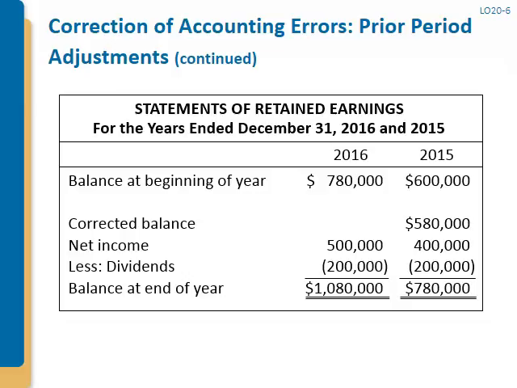At least 2 years, as in our example, and often 3 years, are reported in comparative financial statements. The prior period adjustment is applied to the beginning retained earnings for the year following the error, or for the earliest year being reported in the comparative financial statements, when the error occurs prior to the earliest year presented.